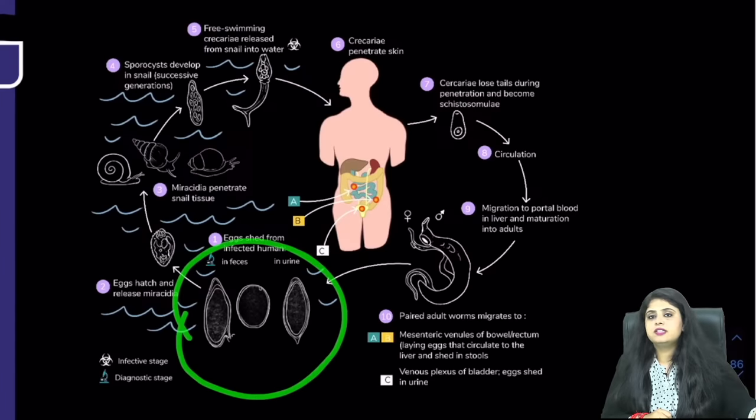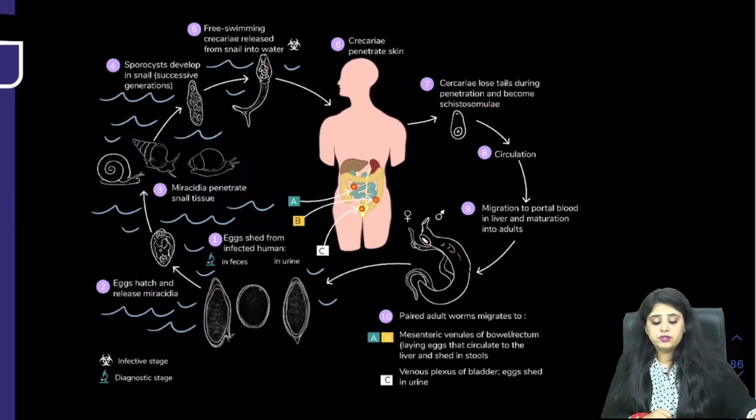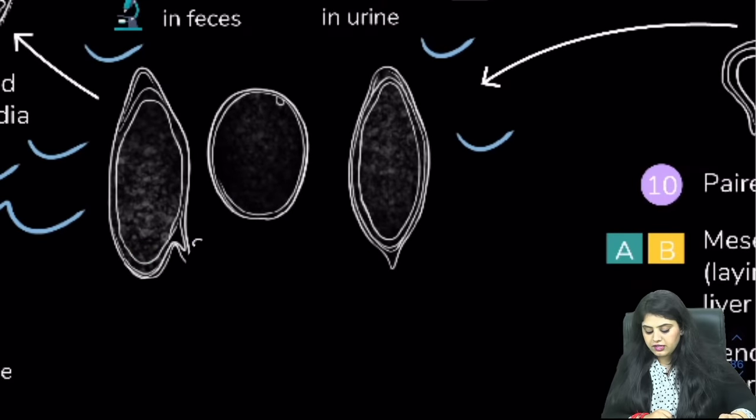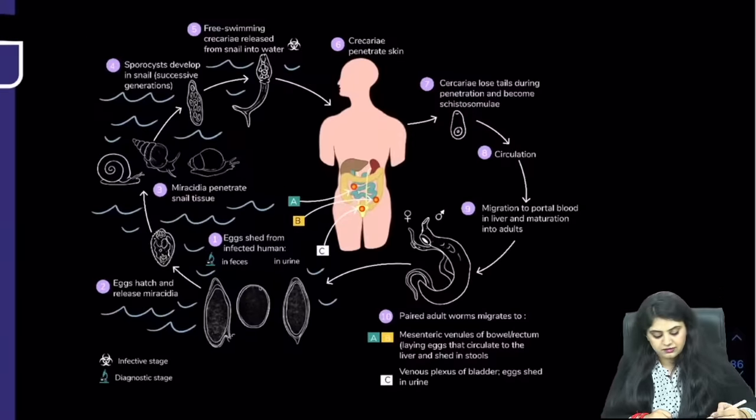Maybe you just want to look at the eggs and tell me what is happening over here. You don't want to look at anything else after that. This is so, so easy to identify. As soon as I see eggs which are having these spines, of course I know I'm dealing with spinous eggs. Spinous eggs means Schistosoma. Yes, very good.